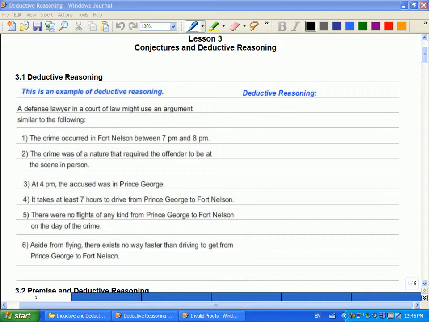What are some things looking at that you know? Sure, James? Yeah, it takes 7 hours to get between the two cities. So if it takes 7 hours, unless we fly, okay. What else could we say about this accused person? Sure, Chelsea. Right. So if it would have taken 7 hours to get there and he needed to be at the crime in person, then he couldn't have been the person to do it. So the way we would build this up in like a nice logical pattern is that there were no flights.